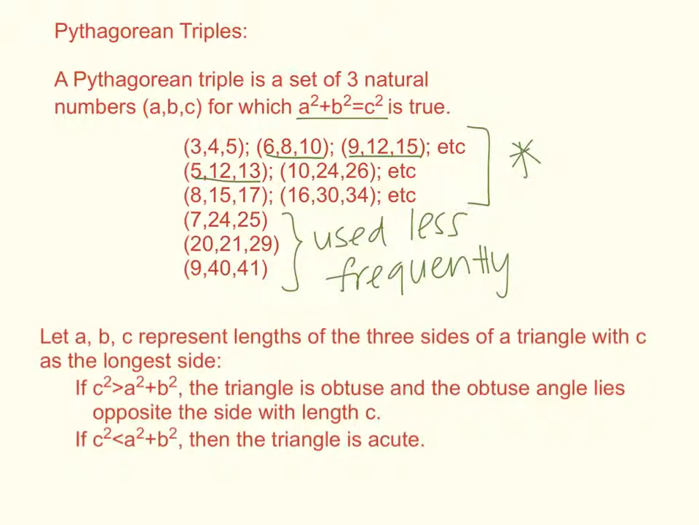Okay, let A, B, and C represent the lengths of the three sides of a triangle with C as the longest side. Now this helps us figure out if the triangle is obtuse or if it's acute. If I find out that C squared is greater than A squared plus B squared, well, that tells me it's an obtuse triangle and the obtuse angle is opposite the longest side. If it's less than A squared plus B squared, then it's going to be acute, and that means that all of the angles are going to be acute. We're not going to have any right angles or any obtuse angles.